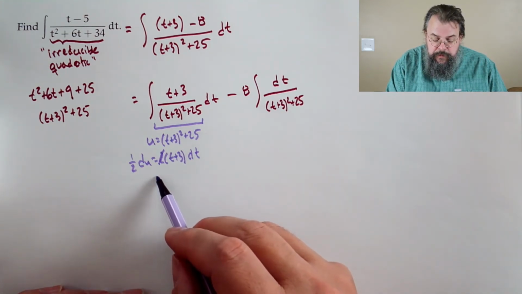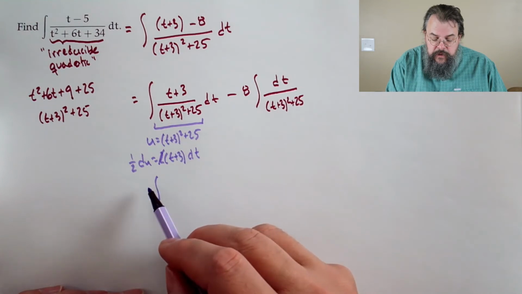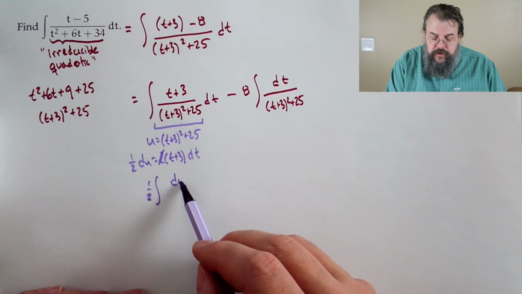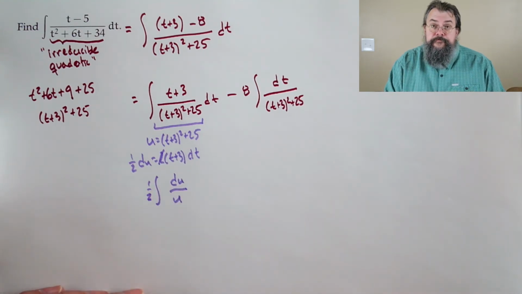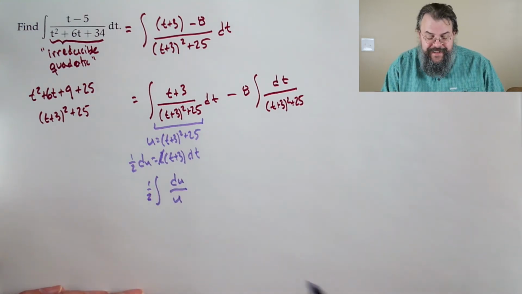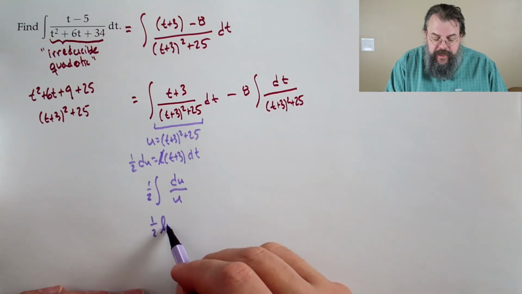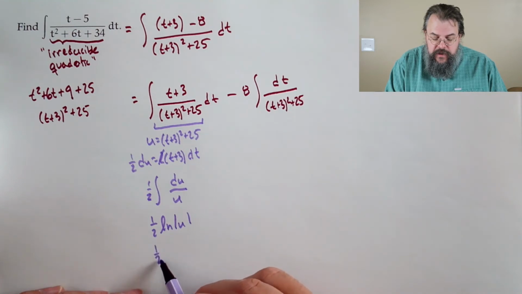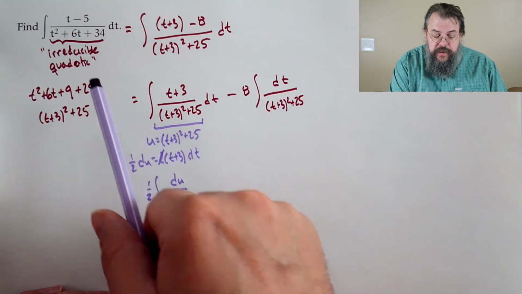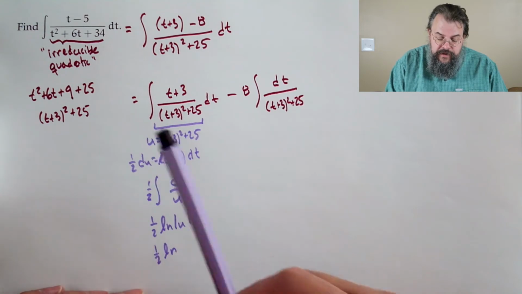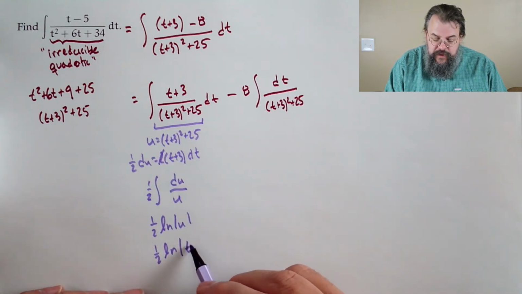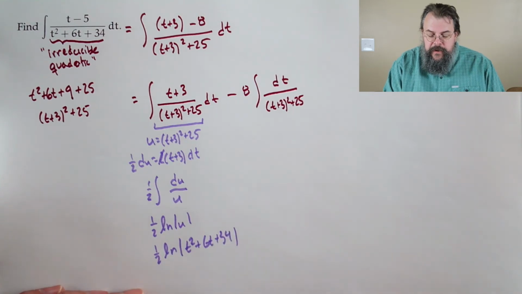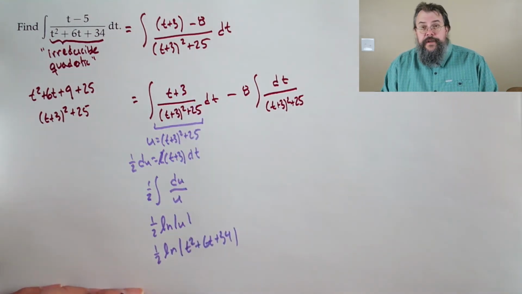A half du is (t+3) dt. And so what you'd end up with is the integral of 1/2 du divided by u. It's a natural log. So 1/2 natural log of u. And so the u was just the original denominator. So 1/2 natural log of t^2 + 6t + 34. Okay, so that would be the first integral.